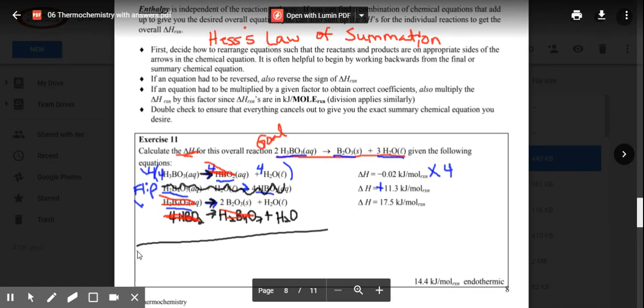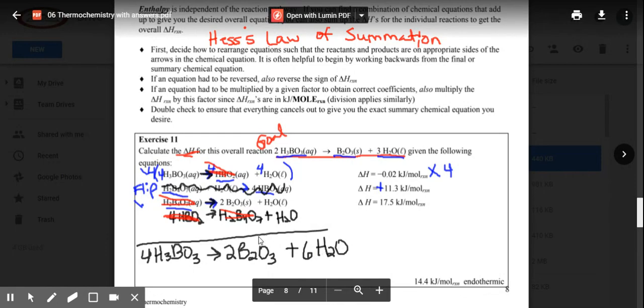4H3BO3 is going to come down. 2B2O3 is going to come down. And I have a total of 4, 5, 6 H2Os.